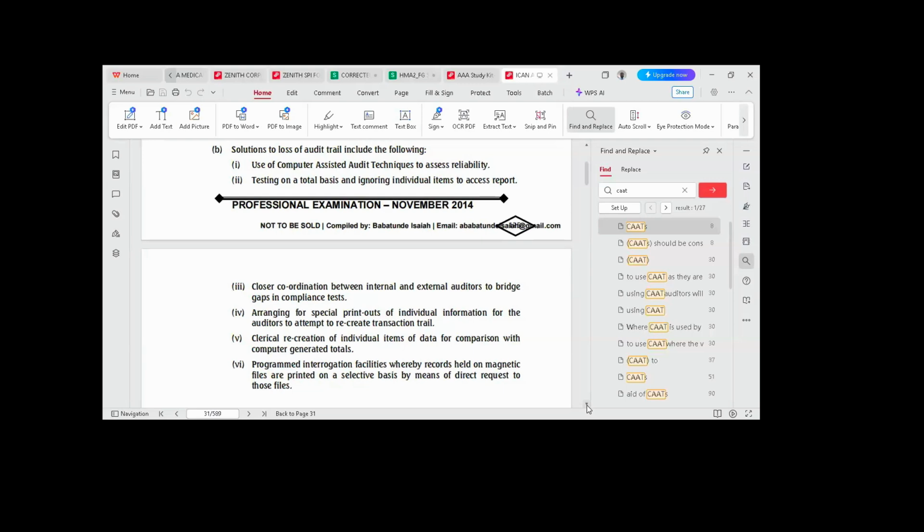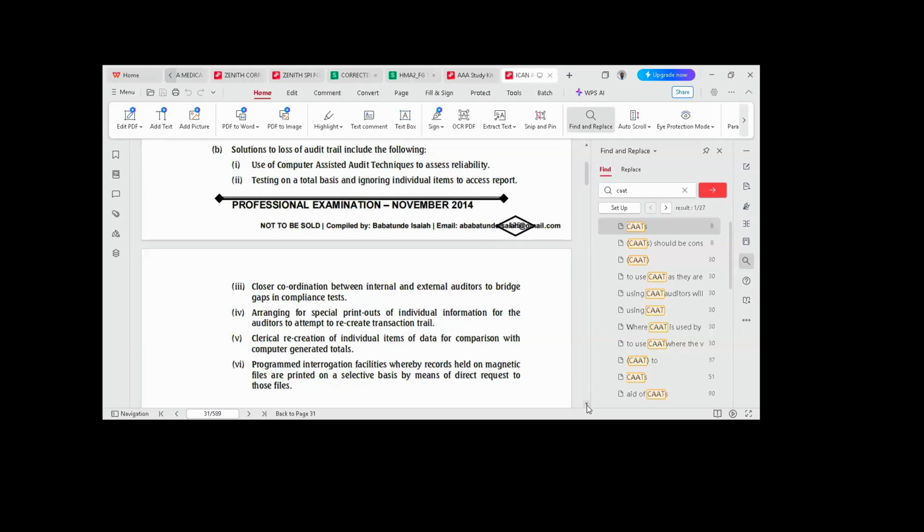Clerical recreation of individual items of data for comparison with computer-generated total. Remember, I talked about that inventory information, inventory report. You have downloaded it, you have it somewhere. You now use your card to check whether it is the same. That is what they are talking about there.